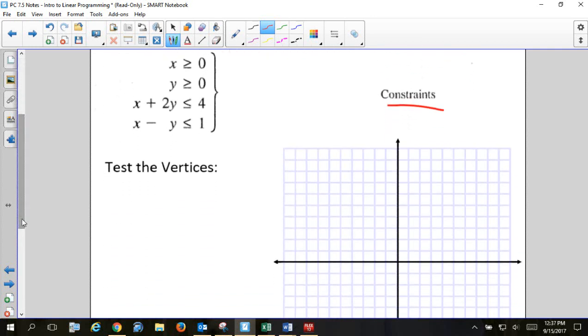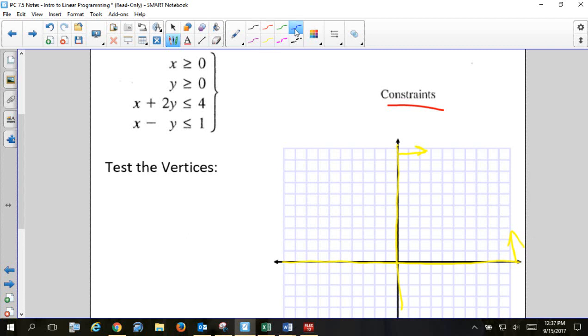So if x is greater than or equal to 0, that would be a vertical line, and greater than is going to be to the right. Y is greater than or equal to 0, that's a horizontal line, and greater than is going to be up. So I know that I'm only using the first quadrant.